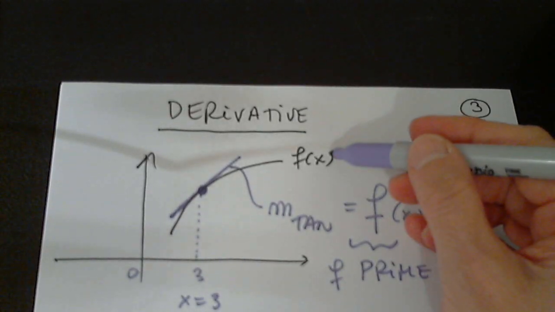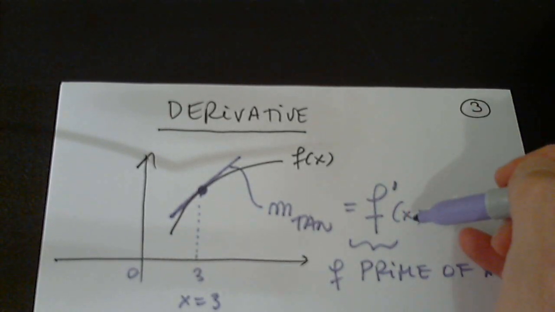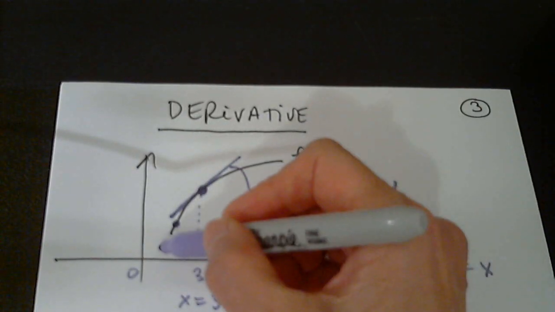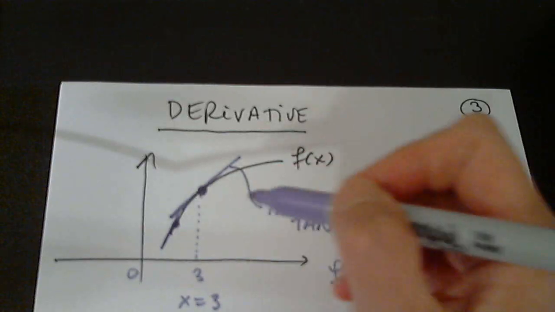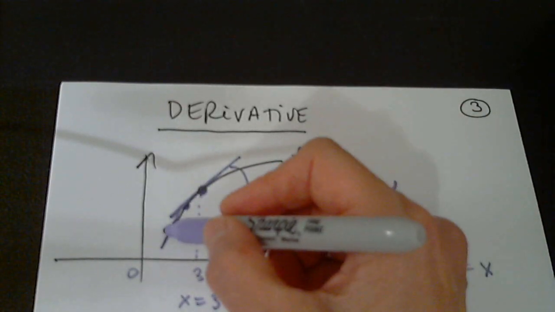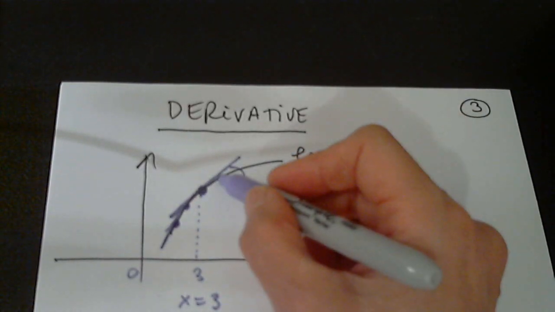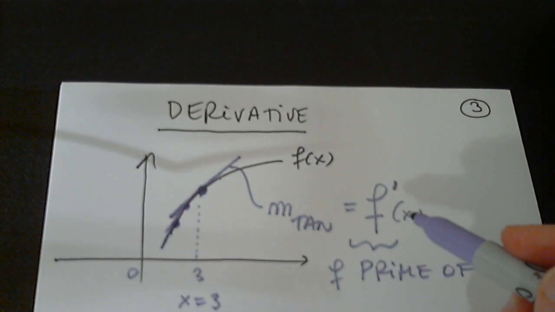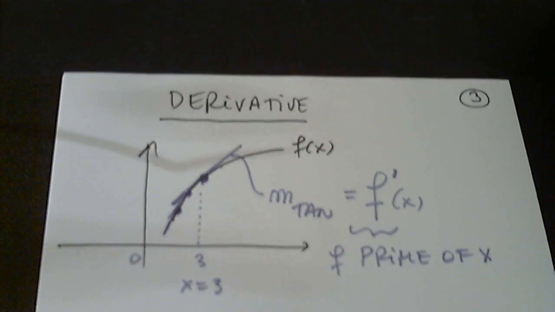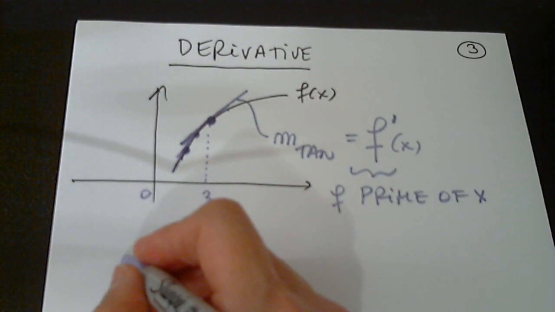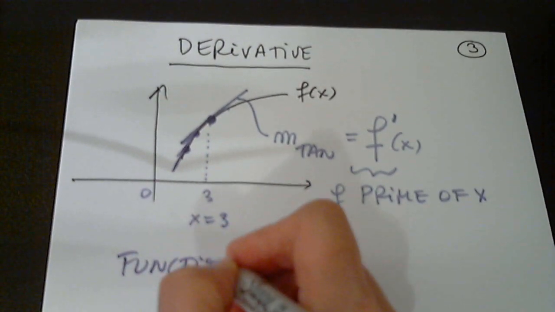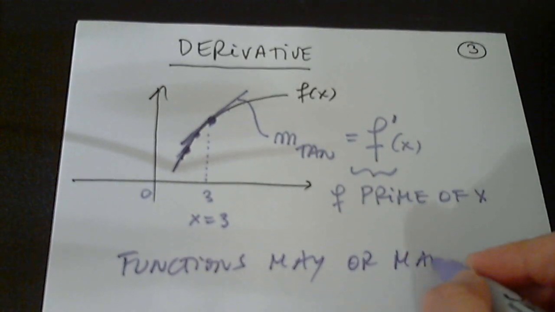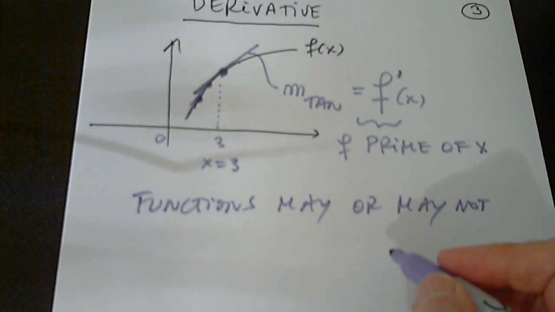So this is not this function. It's a different function that gives the rate of change at this point, gives us the slope of the tangent line at this point, everywhere where the function has a rate of change. Okay? Functions may or may not have a rate of change.